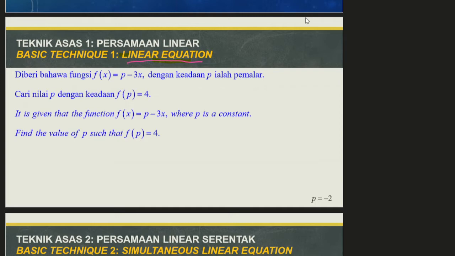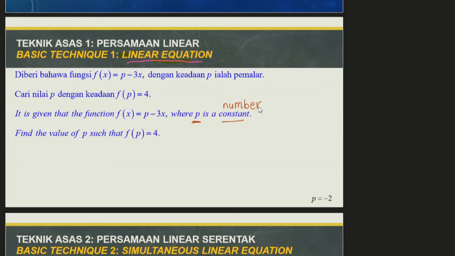It's given that the function f(x) equals p minus 3x, p is a constant. I always ask my students, what does it mean by constant? Always remember, this is not science constant. In maths, constant means it is a number. Later the question will ask you to find what is p. That is very common: first they tell you this letter is a constant, then at the end they ask you to find the value.